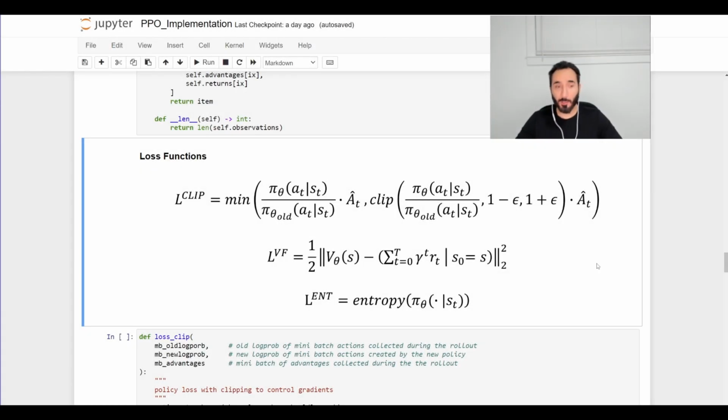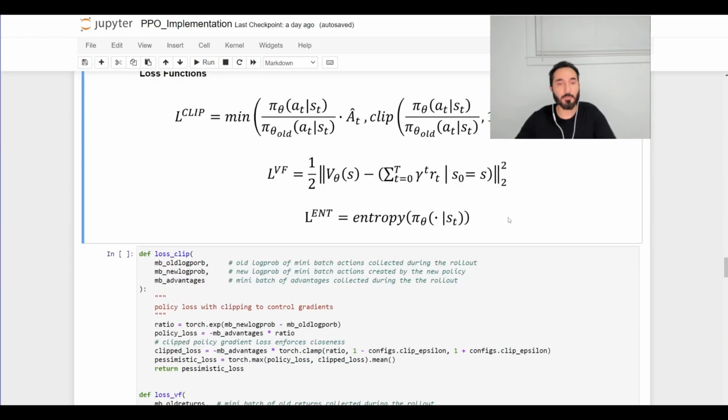Next, let's take a look at the loss functions. So these are the three losses that we have, and we basically look at the weighted sum of them. For example, the clip loss, of course, is very important, so it gets the highest weight. Entropy is not as important and we give it a lower weight, and so on and so forth. So we take the weighted average of these losses, and that will be our total loss.